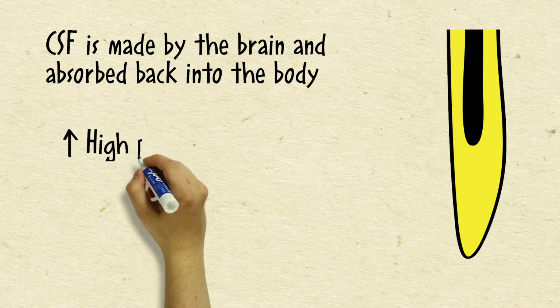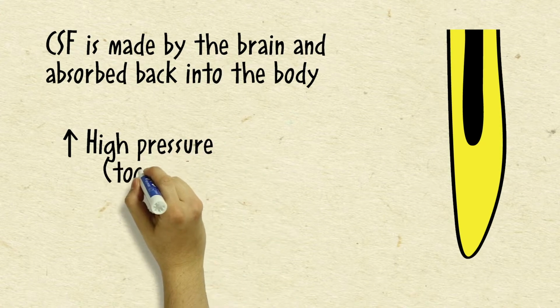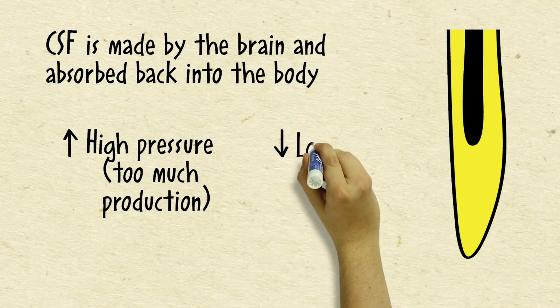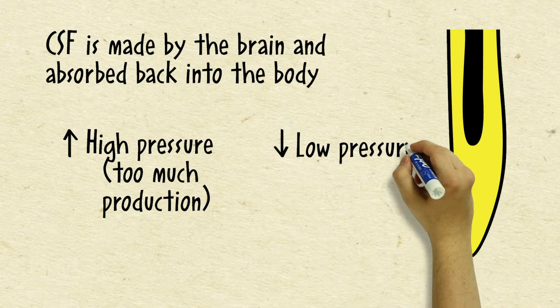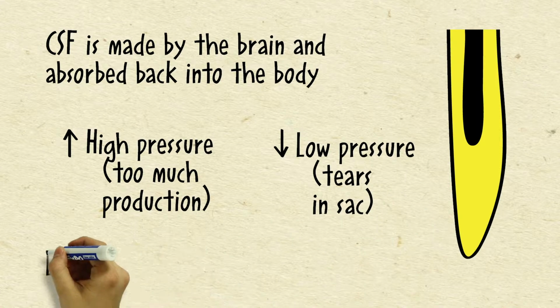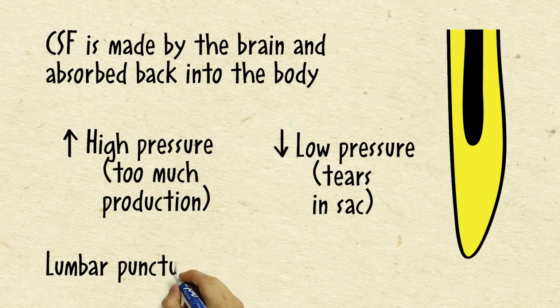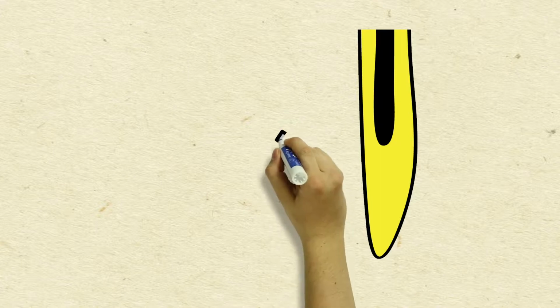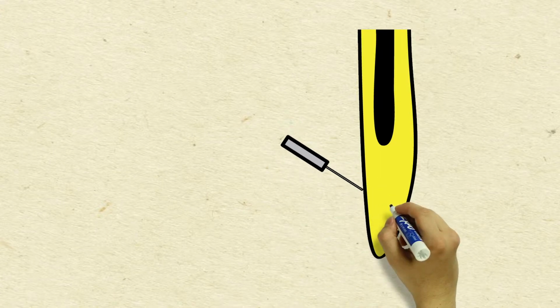And so some patients can have high pressure problems from too much production of spinal fluid, or perhaps an obstruction in the absorption of the spinal fluid. Other patients can have low pressure in the spinal fluid from tears in the sac, whereby there's leakage of the fluid. But the main reason we often do lumbar punctures is to look for clues if someone has infection or inflammation of the brain and spine. Because the brain and spine are constantly bathed and surrounded by this fluid, there's a lot of things we can test for.